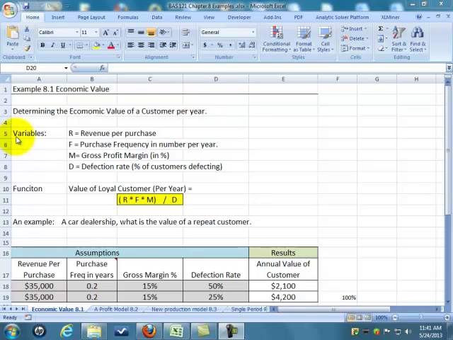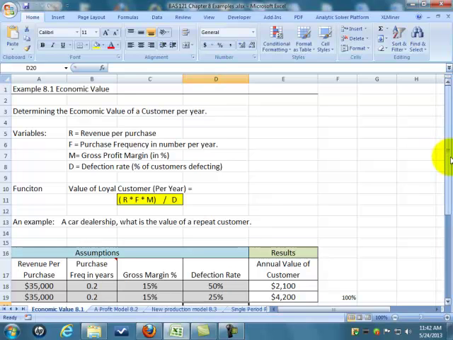So anyways, in this example, and they've kept it rather simplistic, they use R for revenues per purchase, F for purchase frequency in number of years, so that's how often this customer purchased, M stood for the gross profit, and D stood for the defection rate. Okay, the percent of the customers that defected, that left us for another supplier. So they came up with a function of loyalty per customer per year, which would be the revenue per purchase times the frequency of purchases times the gross margin percentage divided by that defection rate.